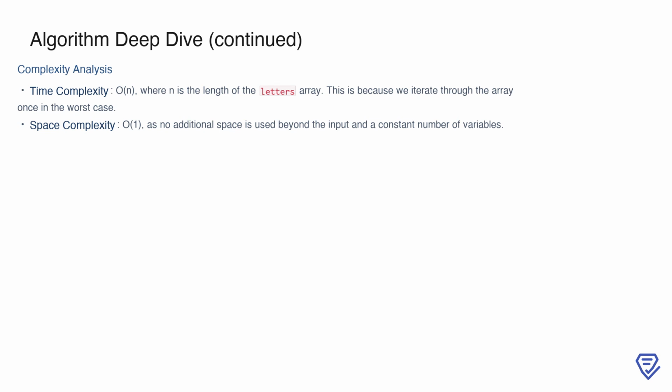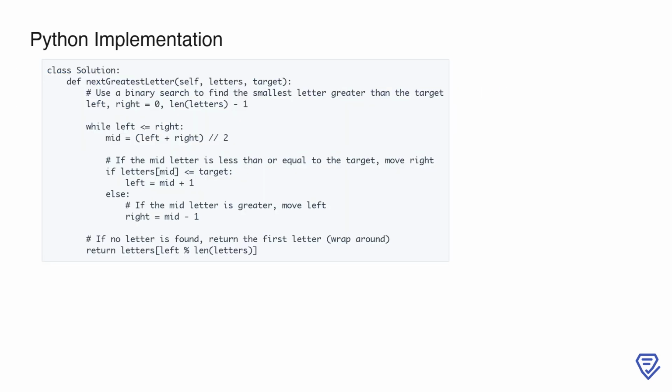While it is straightforward and works well for smaller arrays, for larger datasets, the time complexity becomes a limiting factor, emphasizing the need for optimized solutions like binary search. By balancing simplicity and efficiency, we can choose the best approach based on the size of the input and the problem constraints. The provided Python code solves LeetCode problem number 744, find smallest letter greater than target, using a binary search approach for optimal performance.